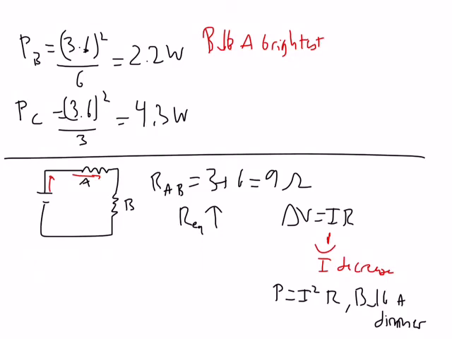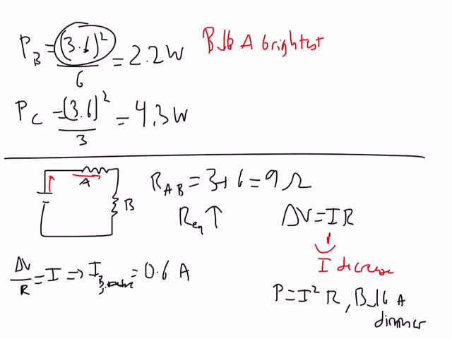Bulb B, we need to do one additional calculation for. We need to figure out what the current through bulb B was before. Right? So we know the potential difference across bulb B, that's this, 3.6 volts, and we know its resistance, so we can calculate the current using Ohm's law. Delta V over R equals I. So this tells us that IB before equals 0.6 amps.